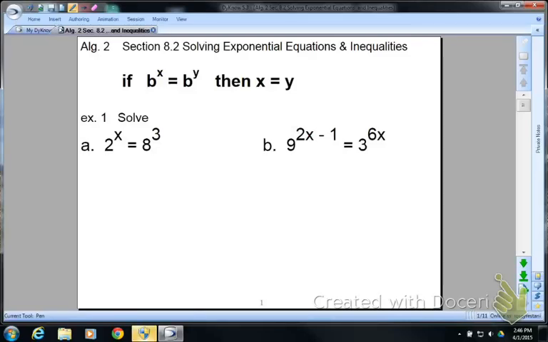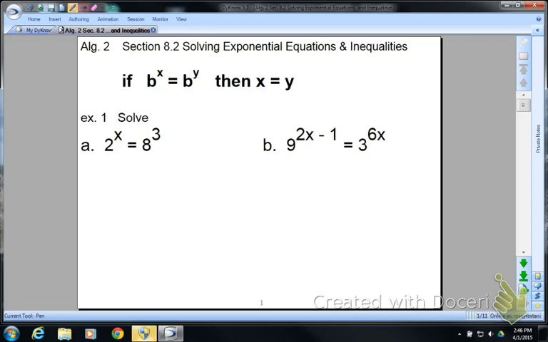Section 8.2 is solving exponential equations and inequalities. If you have b to the x power is equal to b to the y power, in other words, if your bases are the same, then your exponents will be equal to each other.